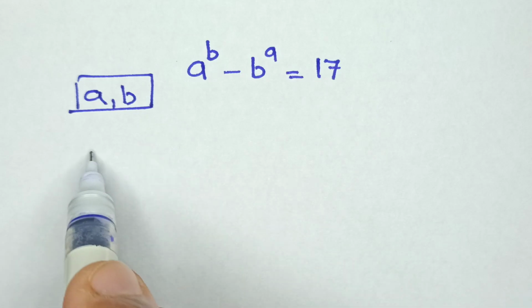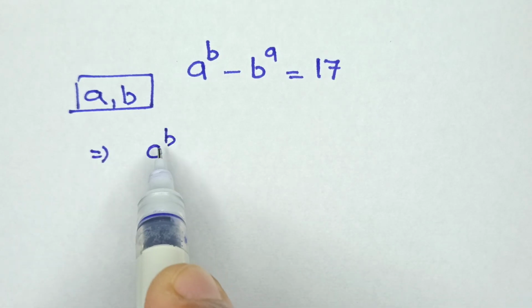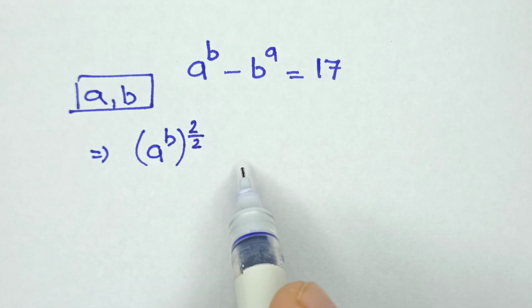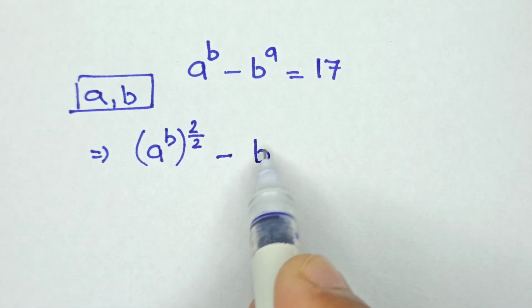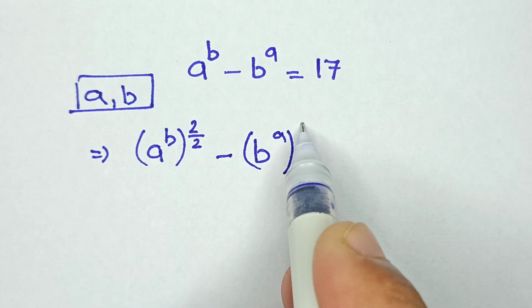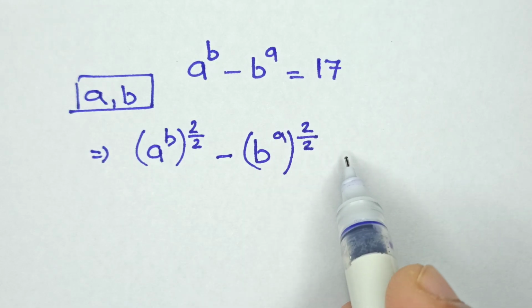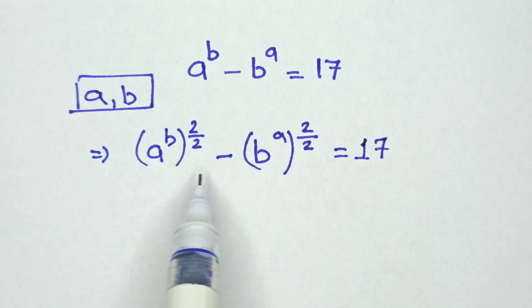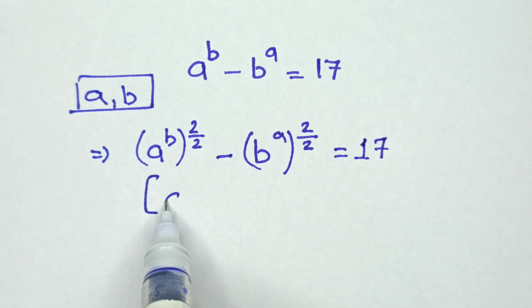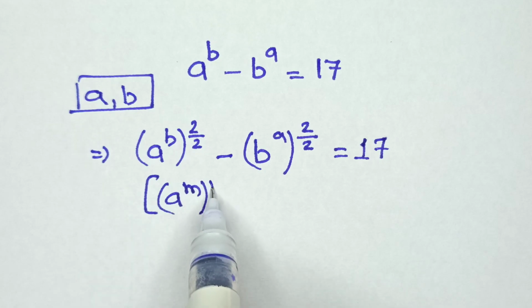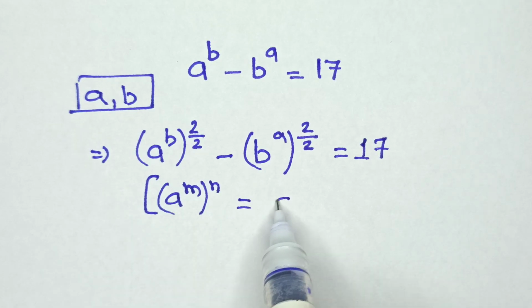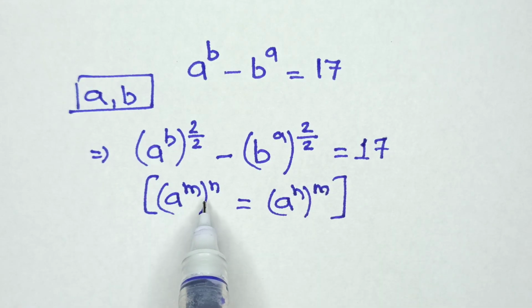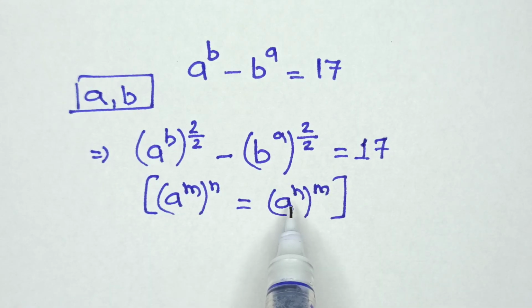The first thing I'm going to do is rewrite this as a raised to the power b, and in the power itself I'll write 2 divided by 2, minus b raised to the power a, and in the power I'll write 2 divided by 2, is equal to 17. Now I'm going to use a property of exponents that says a raised to the power m multiplied by n can be written as a raised to the power n multiplied by m, which means the powers in an exponent form can be interchanged.